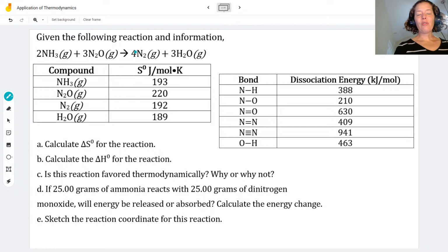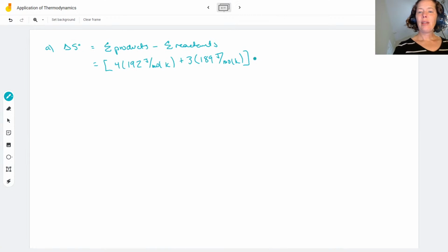So my products, this is 4 times my nitrogen, 3 times my water. Again, I'm getting these from right here. I'm going to do the same thing with my reactants. I'm getting them from right here. Okay, minus my reactants, 193 joules per mole K. Plus 3 times 220 joules per mole K.